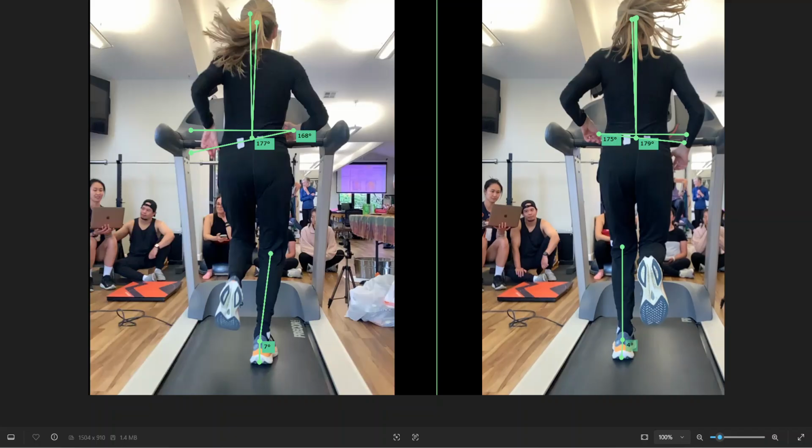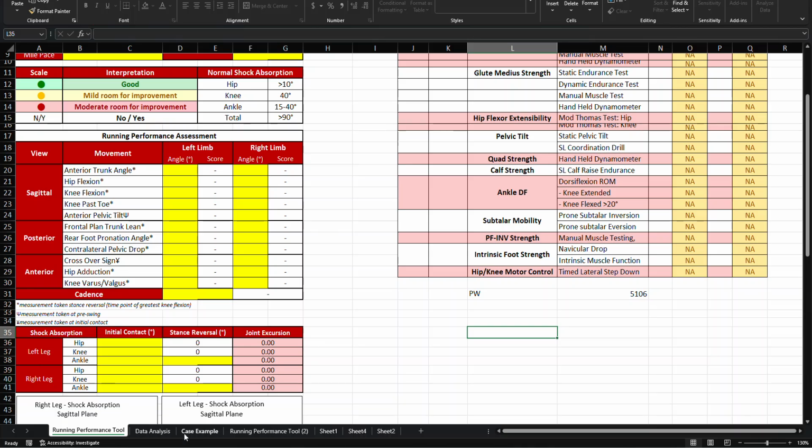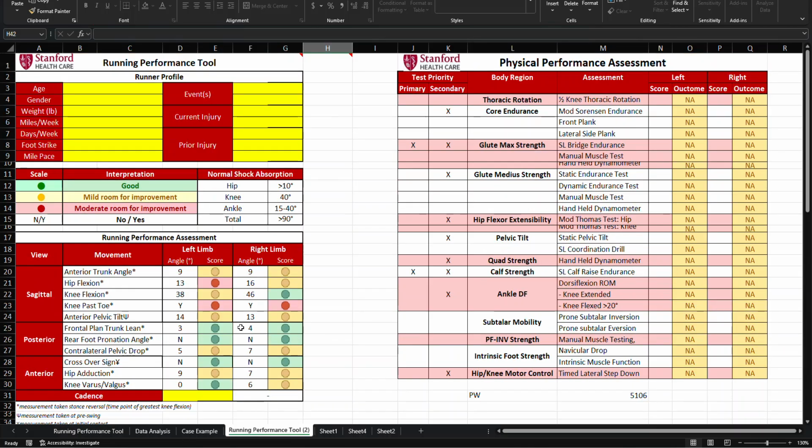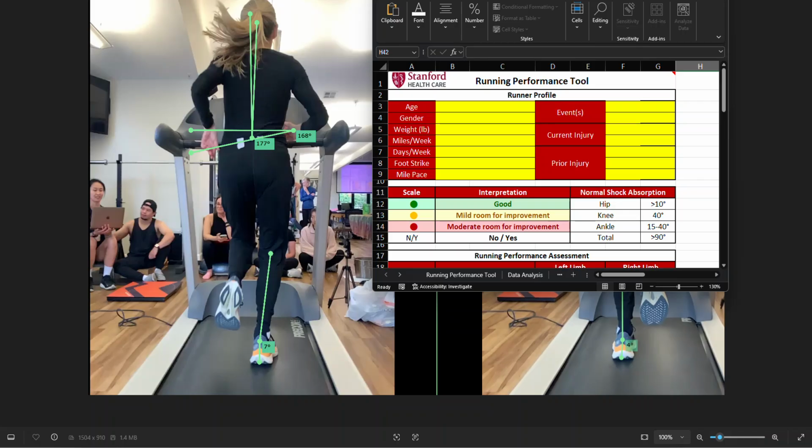So what I've done is I've taken those values that you see in each of the different planes, and then I've put them into the running performance tool. So in this case, if we break it down, let's see if I can do this.